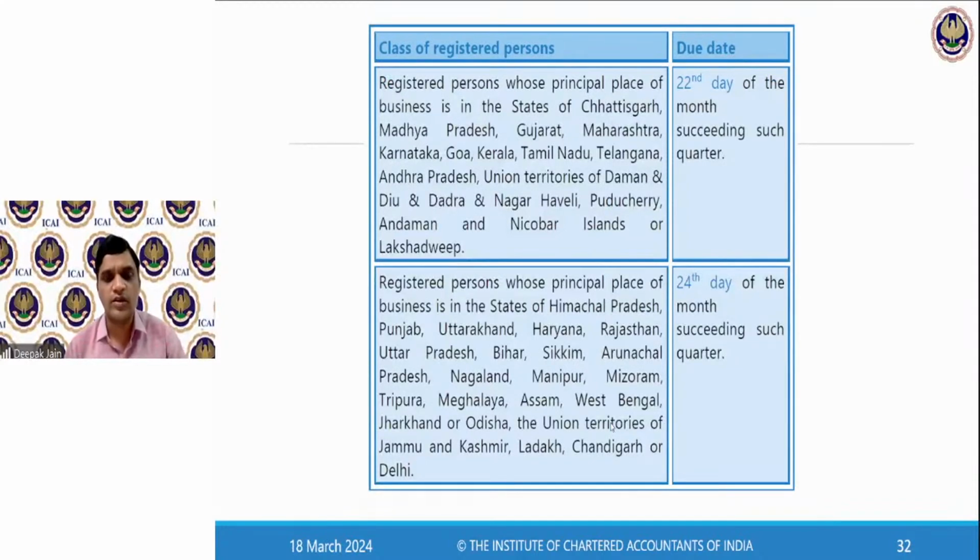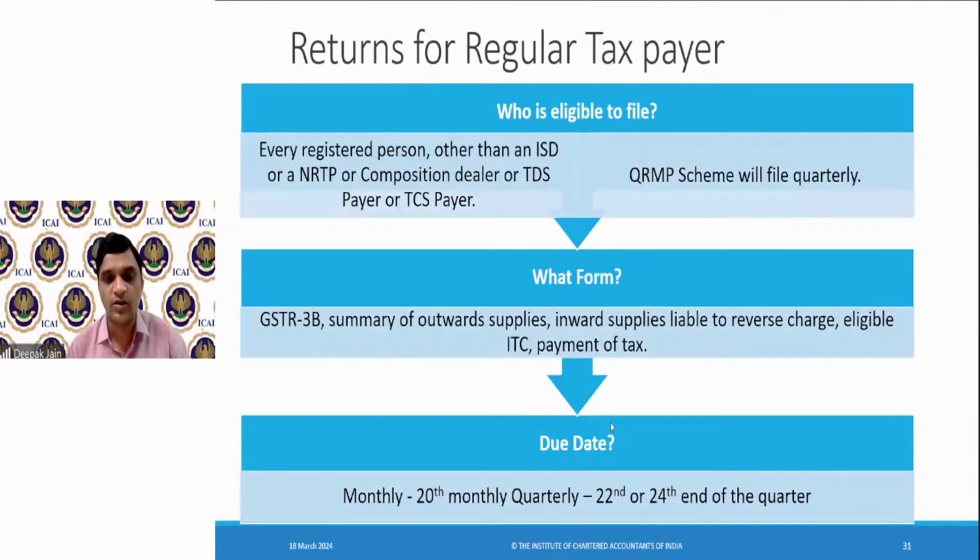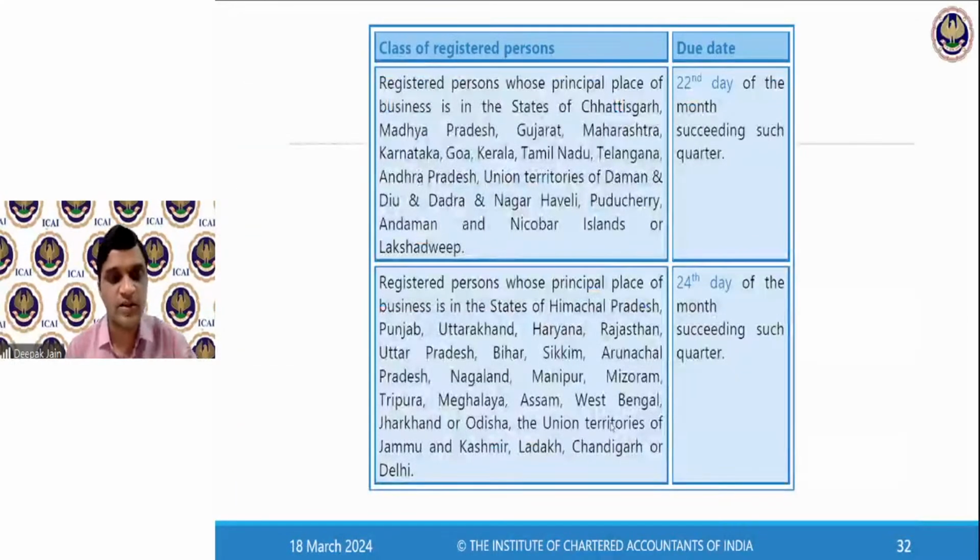Okay, so what you see here is there are two due dates, because for a QRMP scheme person, the due dates vary between 22nd or 24th. Okay, for some states it is 22nd and for some states it is 24th. For a monthly taxpayer, the due date is just 20th. But for a QRMP person, it is 22nd or 24th, depending on which state he is in. Okay. So that's why you will see that there are two due dates for persons who are registered in this state, right? We know that GST registration is state specific.